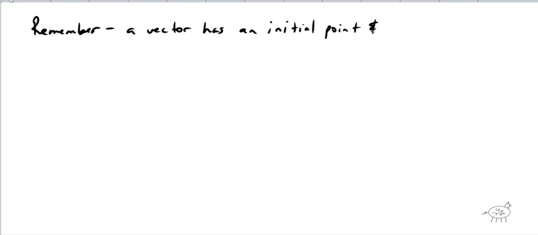So I want you to remember a vector has an initial point and a terminal point. Remember, the initial point is the tail of the vector, and the terminal point is the tip of the vector. If I make a quick sketch here, that's your tail, your initial point, and that's where it's ending, your terminal point, the end of the arrow. Now what we're going to do is actually use a rectangular coordinate plane.